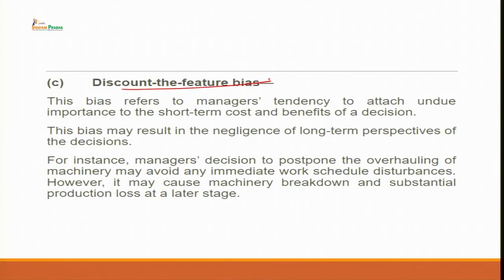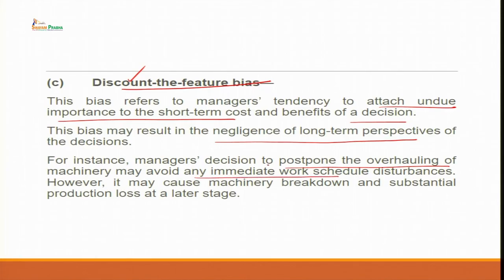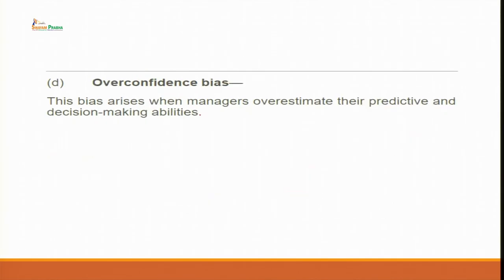Then comes discounting the future bias. This bias refers to the manager's tendency to attach undue importance to the short-term cost and benefit that the decision is going to give. The bias may result in neglect of the long-term perspectives of the decision. So, here the manager is more inclined towards the immediate discount or benefit. For instance, a manager's decision to postpone the overhauling of machinery may avoid any immediate work schedule disruption. So, that is the saving he is making. However, it may cause machinery breakdown and substantial production loss at later stages. So, this is what the manager is overlooking at this stage.